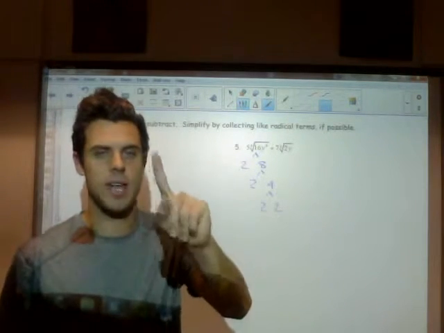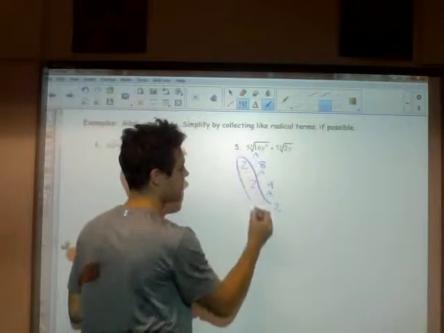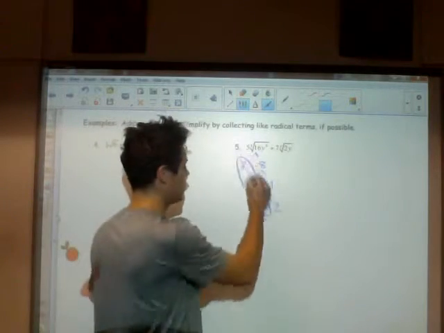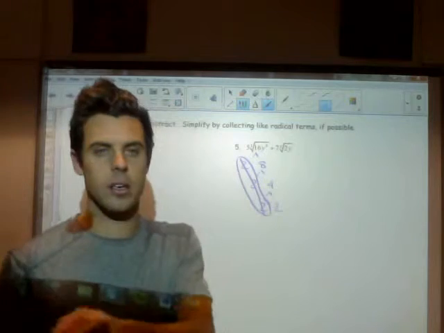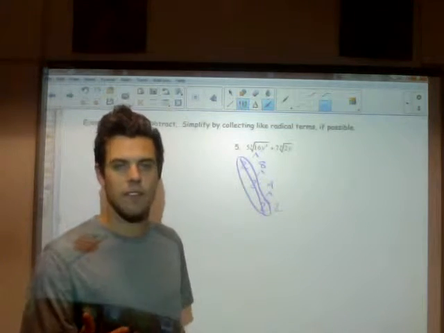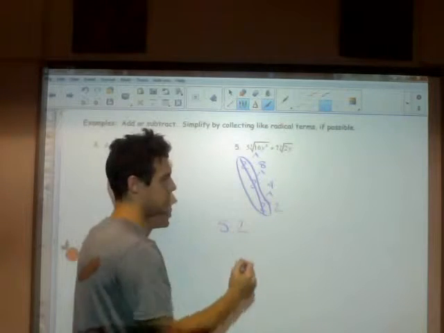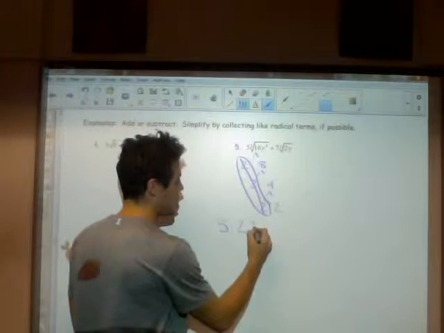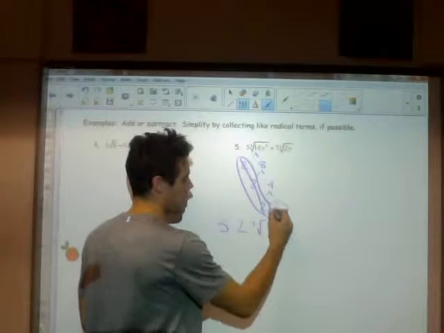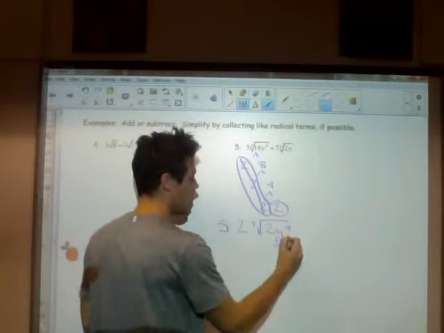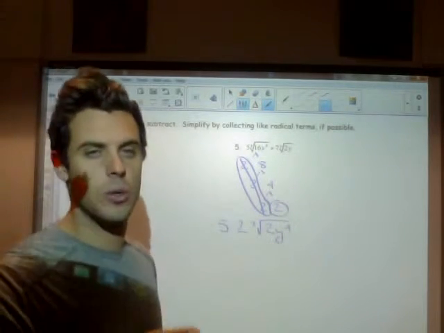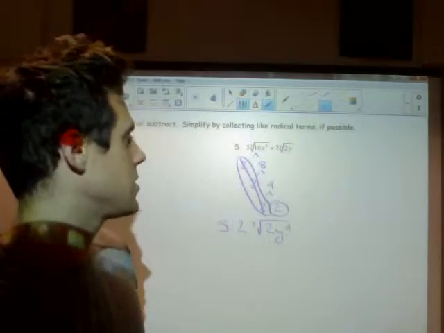3 of something means take 1 out. That's 3 2's. 1 gets to come out and 1's still left inside. There's already a 5 out there, so they'll combine. 5 times the 2 that just came out is the cube root of 2y to the 4th. The other 2 didn't have enough to come out, so it's still stuck outside.